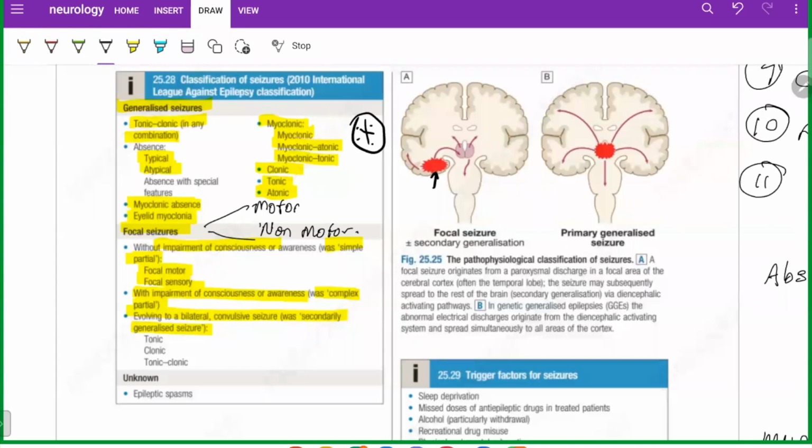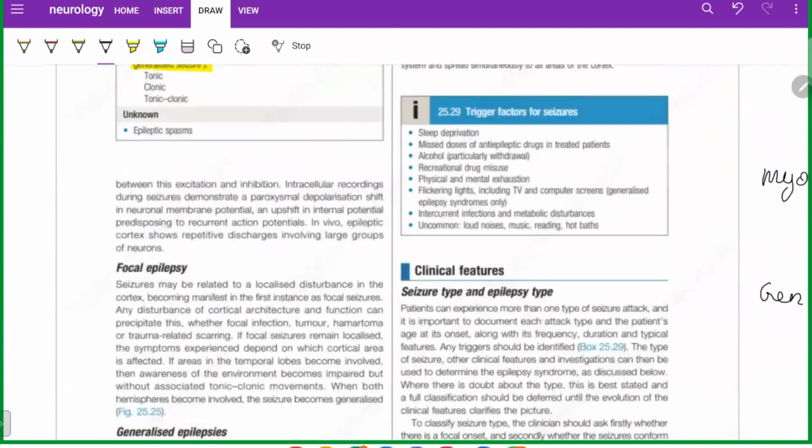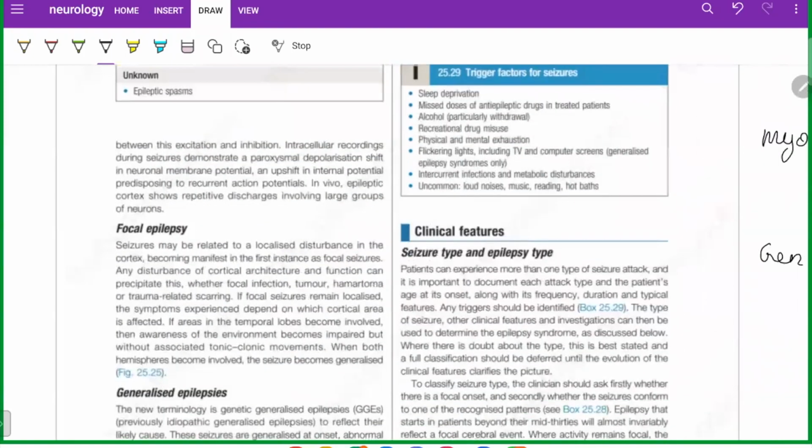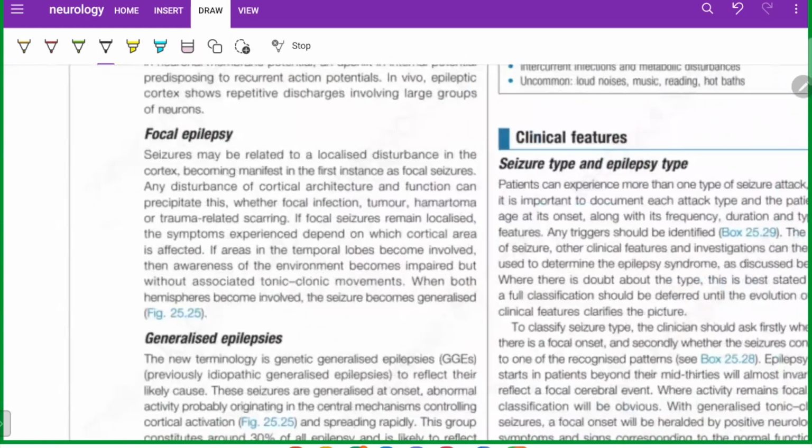ஓகேவா? நவ் first let's move towards உங்களோட இந்த புக்ல இருக்கிற ஆர்டரே போகணும்னா first one see focal epilepsy. So seizures may be related to a localized disturbance in the cortex becoming manifested in the first instances as focal seizures. Okay va? Any disturbance of the cortical architecture or function can precipitate this. அப்ப focal seizures எதனால வருது? Due to some disturbance in the cortical architecture.